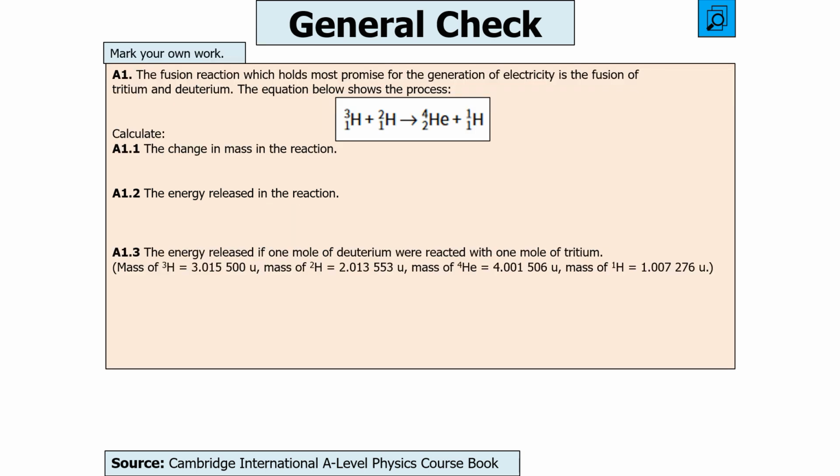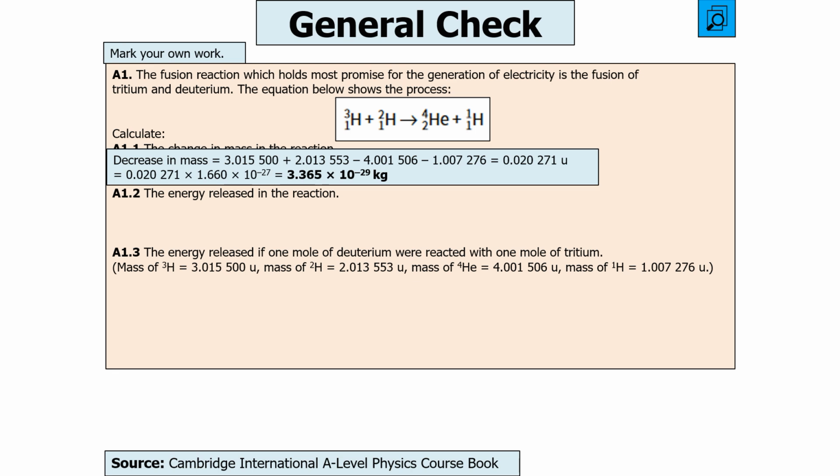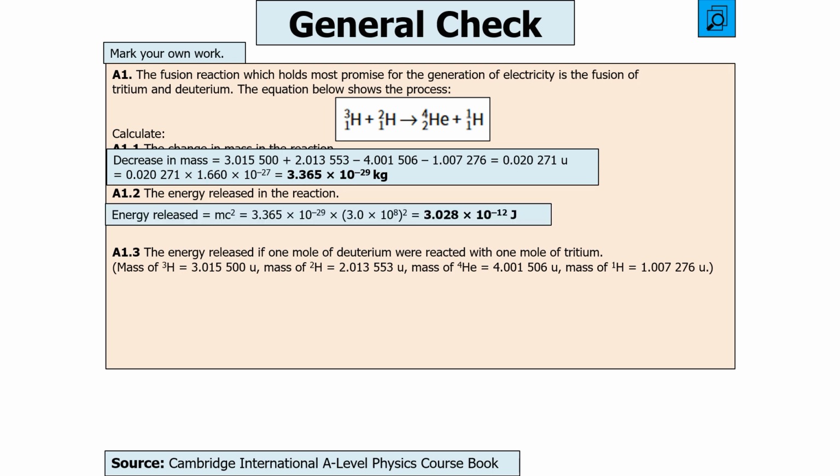Right, the change in mass is going to be equal to the mass of the things at the start, so tritium and deuterium, minus the mass of the helium and the mass of the hydrogen after, at the end. So we get our difference to be 0.020271 U. Multiply that by 1.661 times 10 to the minus 27 to get into kilograms, which is 3.365 times 10 to the minus 29 kilograms. Multiply by c squared to get the energy release, so it's 3.028 times 10 to the minus 12 joules.